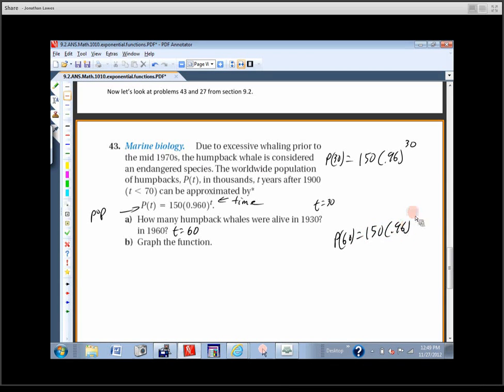150.96 to the 60. Now, before you type anything into your calculator, you should know roughly what to expect. Isn't that right? Okay. Is this exponential growth or is this exponential decay? And how can you tell? Christopher, which is it? How can you tell? The base is less than 1.